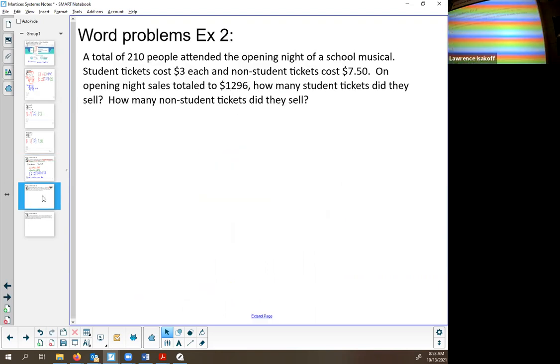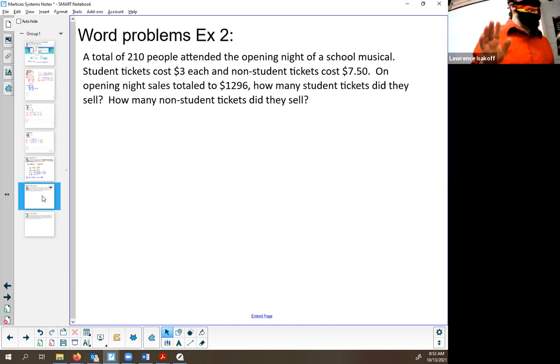Let's look at example 2 here. Example 2 says this: a total of 210 people attend the opening night of a school musical. Student tickets cost $3 each, and non-students cost $7.50. Opening night sales totaled $1,296. How many student tickets were sold and how many non-student tickets were sold?